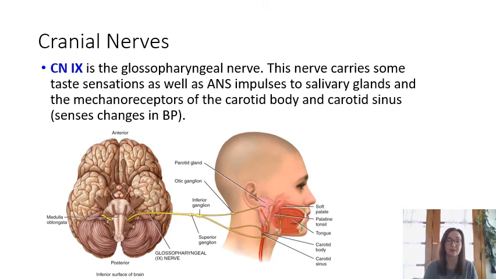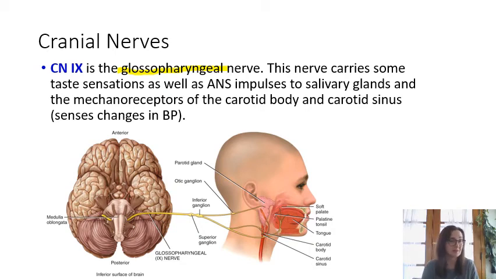All right, cranial nerve 9, the glossopharyngeal nerve. Anytime you see that root glosso, it refers to tongue. So in this case, glossopharyngeal is referring to the tongue and the pharynx, pharyngeal referring to the pharynx, which is the throat. So the glossopharyngeal nerve is going to innervate regions of the tongue and throat.